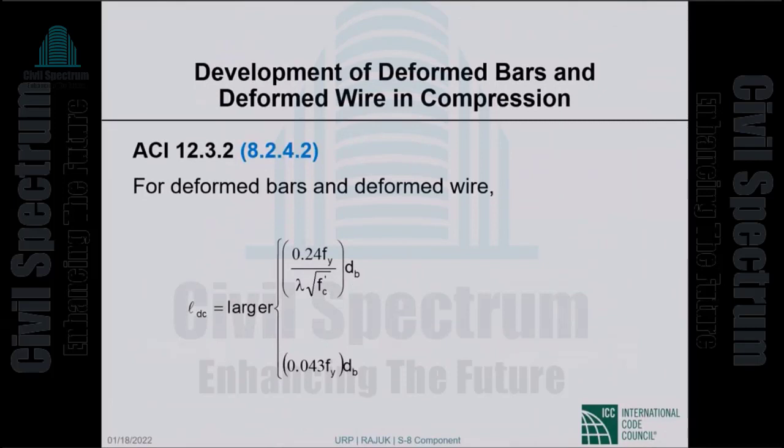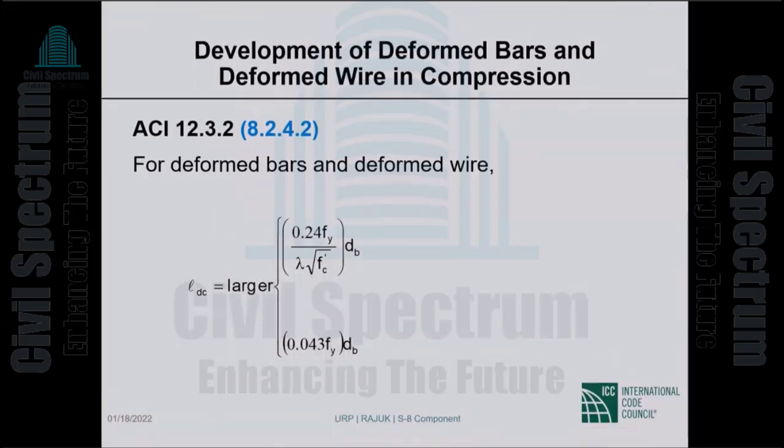These are the expressions for deformed bars and deformed wire. L sub DC, the required development length, is the larger of the values given by the two expressions. And the only parameters involved are F sub y, the yield strength of the reinforcement, the compressive strength of the concrete, F sub C prime, and the bar diameter. So nothing to explain.